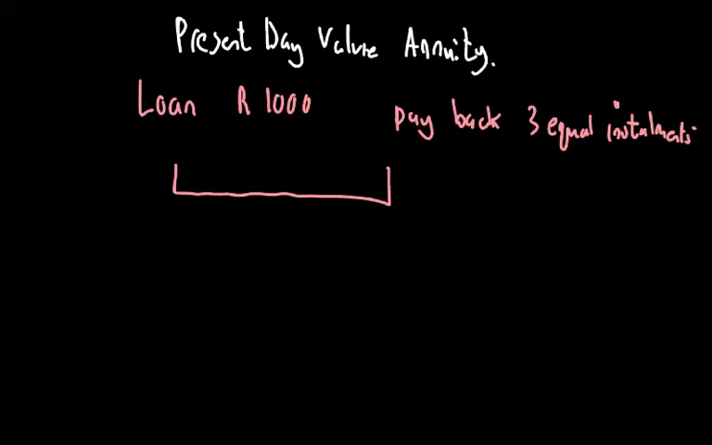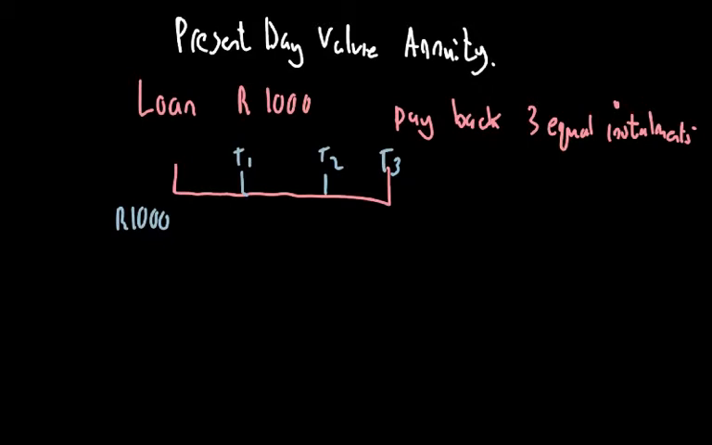So here's your 1,000 Rand, and what's going to happen is you're going to make a payment at the end of year 1, at the end of year 2, and at the end of year 3. Now, if you add the 3 payments up, they'll add up to more than 1,000 Rand, but that's because of interest. What we want to know is, how much money do we have to pay each time, if it's the same, such that the present day value of those 3 payments is the same as the 1,000 Rand that you borrowed in the first place.